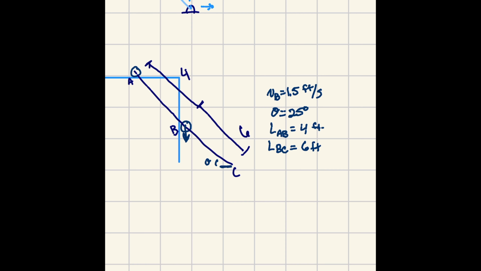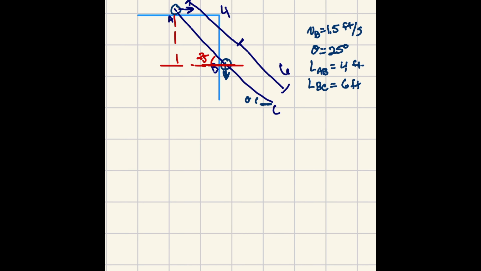For our first example, we see that the pole is attached to two wheels, one moving vertically and one horizontally, with a little hang-off section. Between point A and B, the length is 4 feet, and between point B and C is 6 feet. And the velocity at point B is 1.5 feet per second in the downward direction. Trying to find the velocity at point A and the velocity at point C.